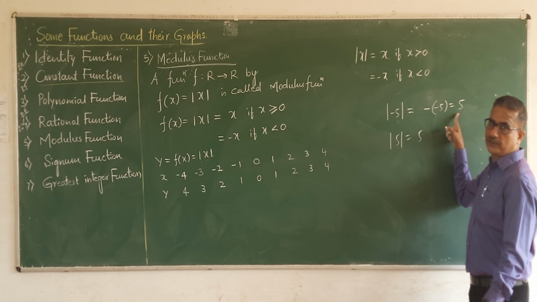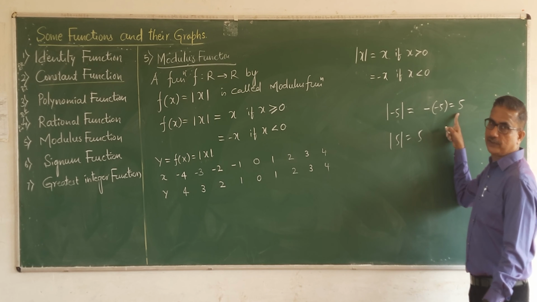Okay. Now join the graph of the modulus function like this. That is V shape. This is modulus function. This is graph of the modulus function. This is mod x is equal to x, x should be positive value. Here mod x is equal to minus x, x less than 0. That V shape represent graph of the modulus function.